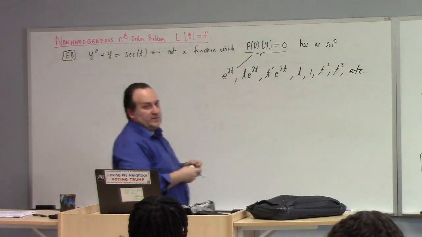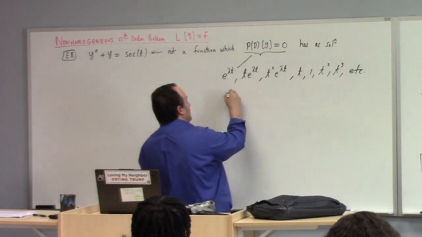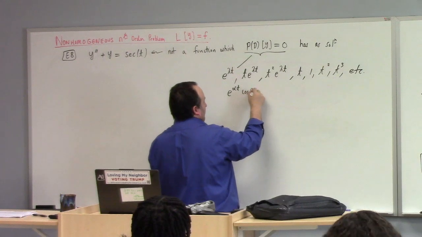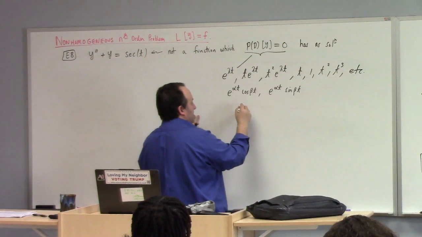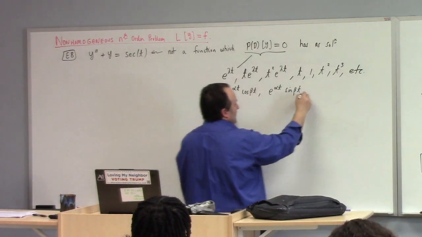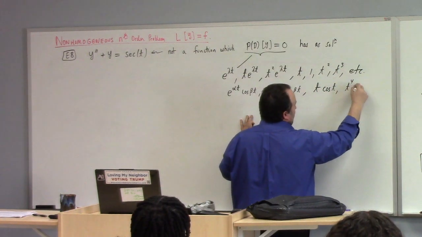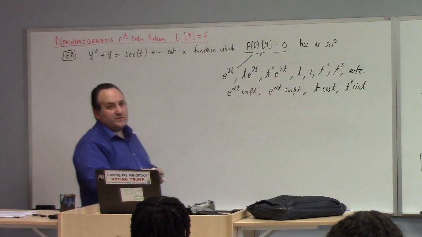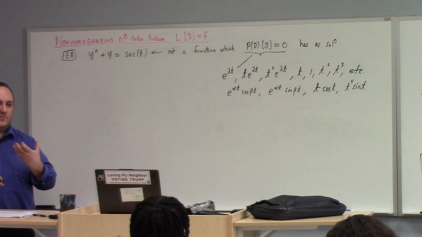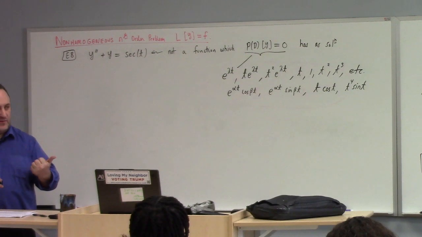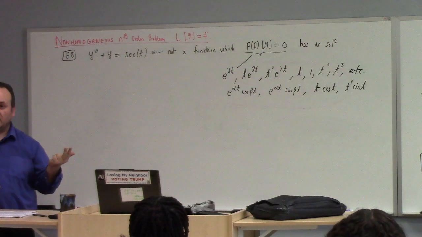What else appeared as solutions to the constant coefficient problem? Yeah. e to the alpha t cos beta t, e to the alpha t sine beta t. Worse yet, things like t cos t, or, God forbid, t to the 4th sine t. These are all possible solutions to constant coefficient problems. In summary, any product or sum of polynomials, exponential functions, and sines and cosines.